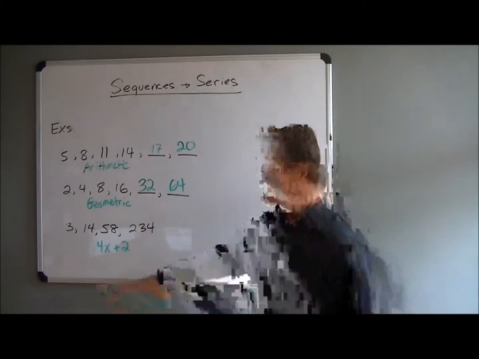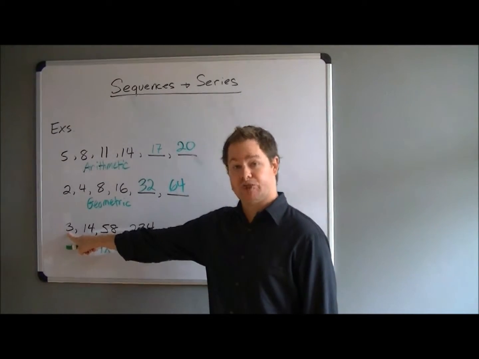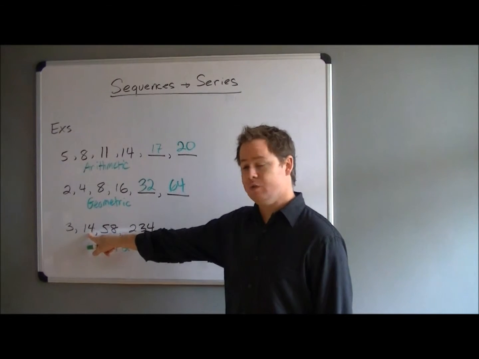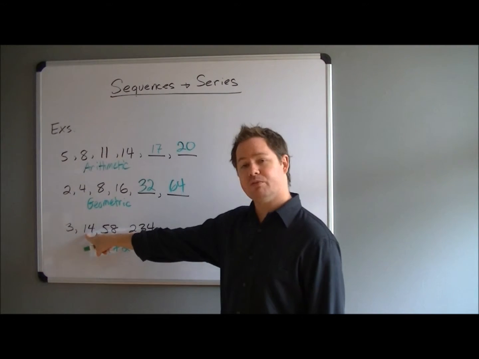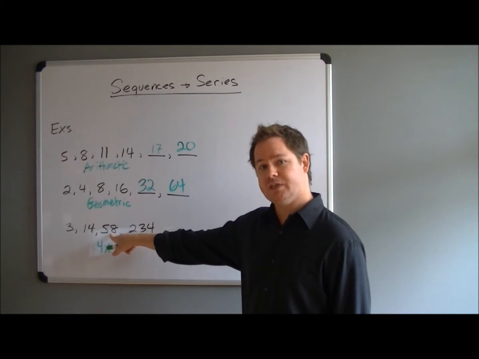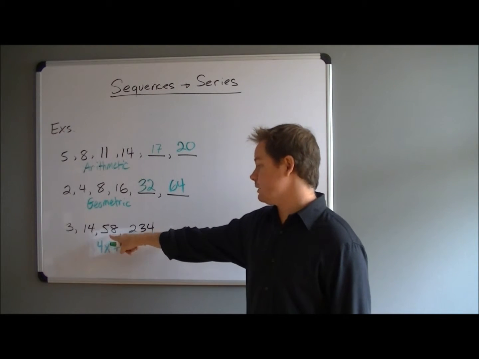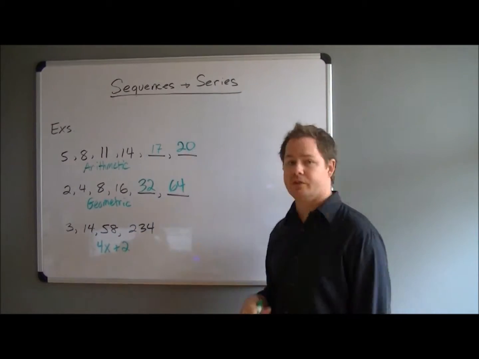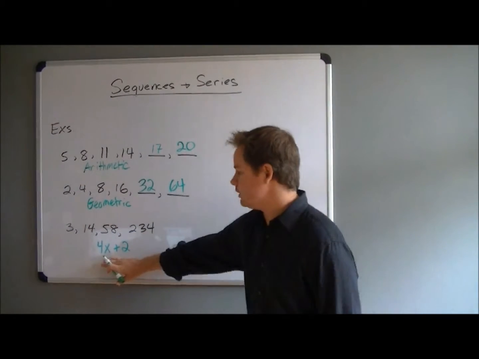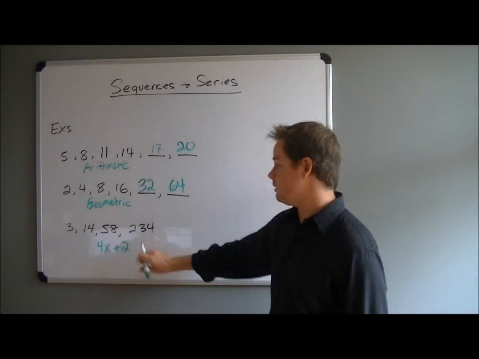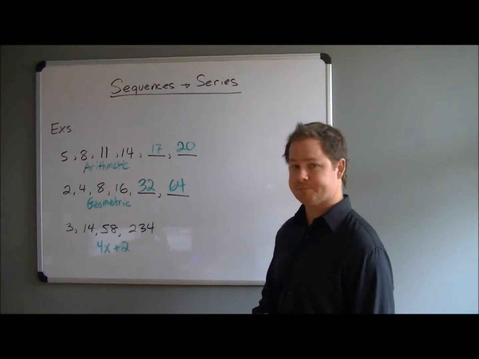And if you look at each term, if you were to multiply 3 times 4, that gives you 12, and if you add 2, that gives you 14. From 14 to 58, if you multiply 14 times 4, that's 56, plus 2 is 58. And 58 times 4 would give us 232, plus 2 gives us 234. So we can see that this formula holds true to take us from each term to the next in this complex sequence that we have at the bottom.